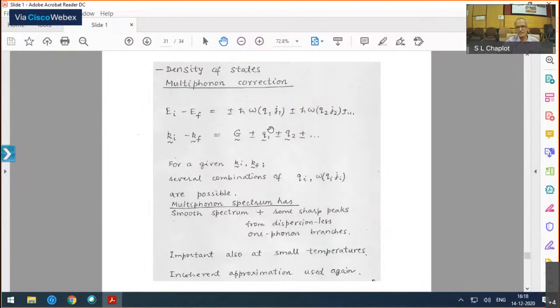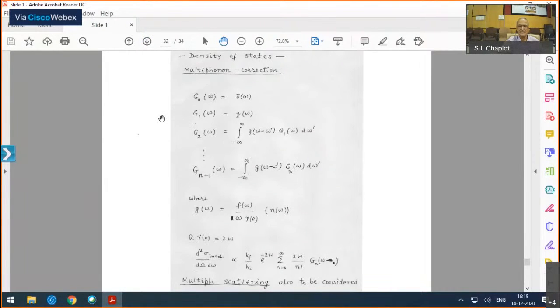And multiphonon contribution is also important at small temperatures, because in the neutron energy loss process, you can create not just one excitation, but more than one excitation also. Okay, so once again, the incoherent approximation is used. The analysis is fairly straightforward. You have a one phonon spectrum, which is just the phonon density of states.